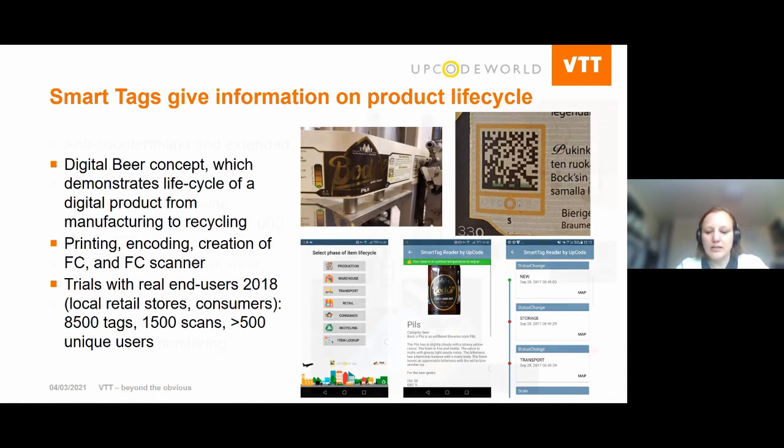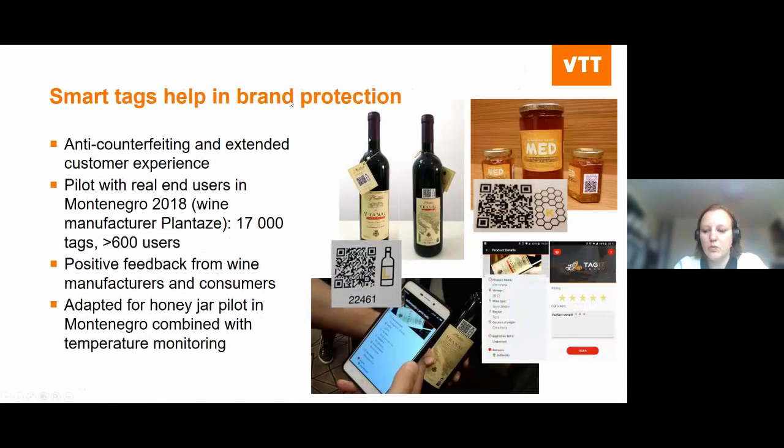And another pilot in this project was to use smart tags for brand protection of wine and honey products. And in this pilot, the smart tags were used to prove that the product is authentic, but also to make sure that the temperature has not been too high at some point of the product life cycle. And this was especially important for the honey case.